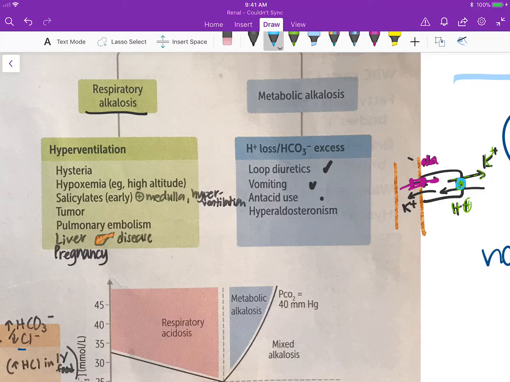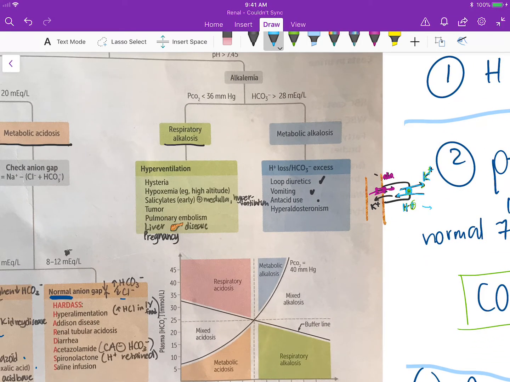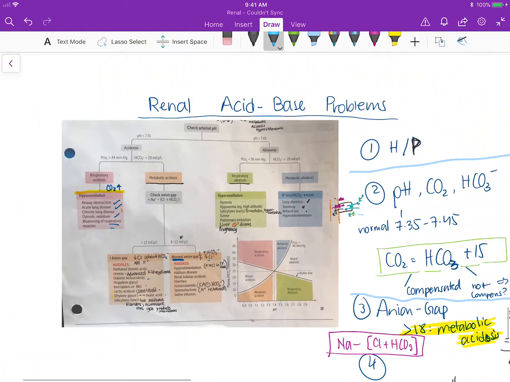And because of that, you also have something very special. You have this potassium-hydrogen channel on the other side of the cell. So because you're losing so much potassium, your body tries to bring in some potassium, and in order to do that, it has to spit out a hydrogen. And because of the hydrogen, that means that you are going to be keeping a lot of the bicarb in your body. So this is the history and physical.